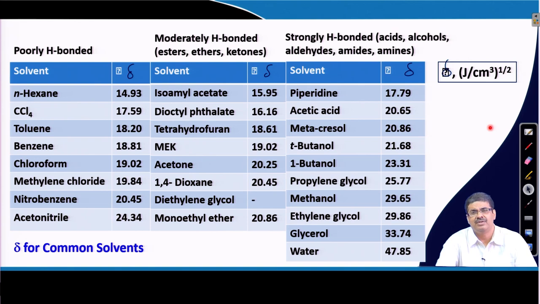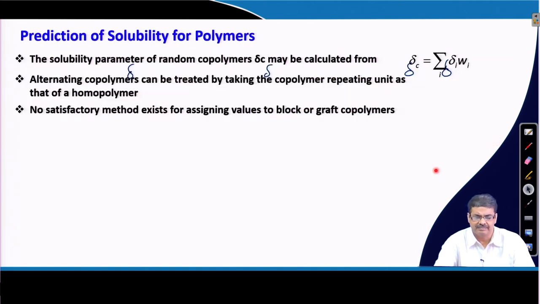If we want to find a solvent for a particular polymer, what are we supposed to do? We will basically match the solvent with the polymer in terms of hydrogen bonding capability, as well as try to match the solubility parameter values close to each other. In that case, it is possible to find a pair of polymer and solvent which will dissolve or be miscible with each other.